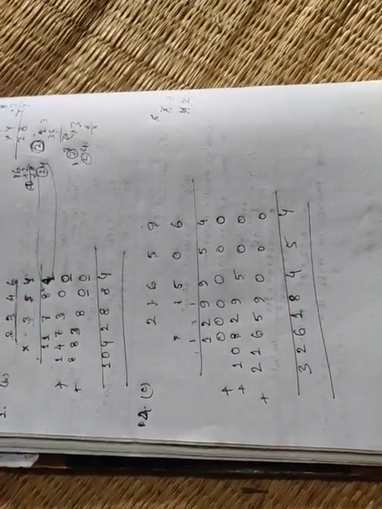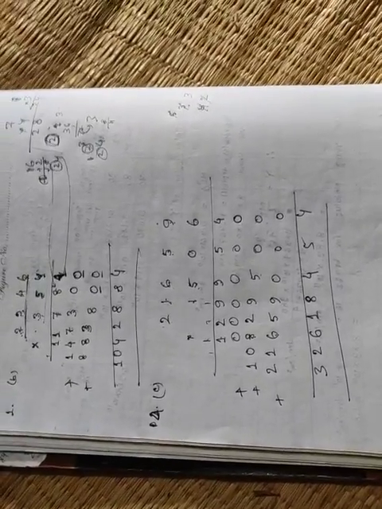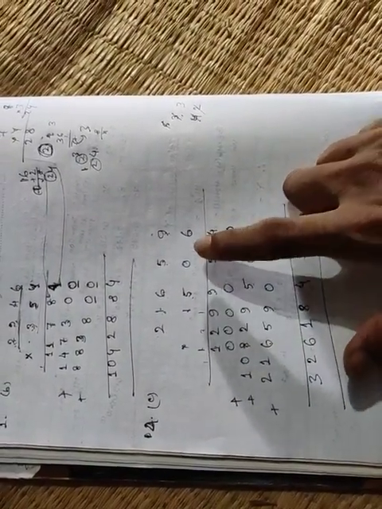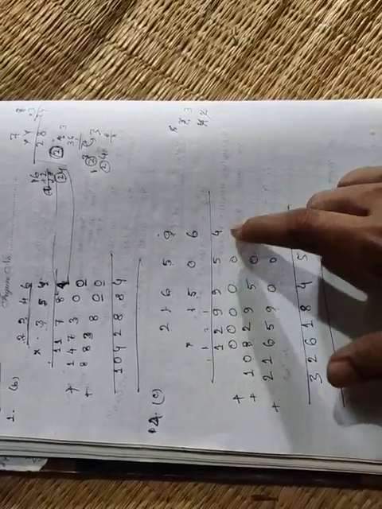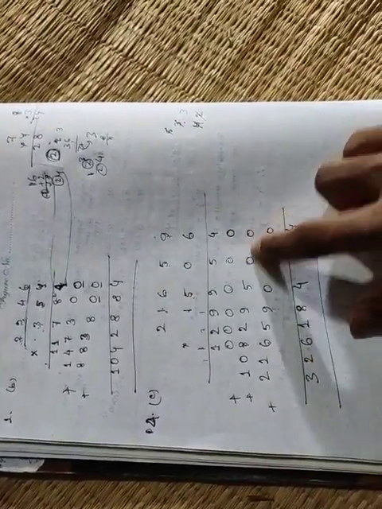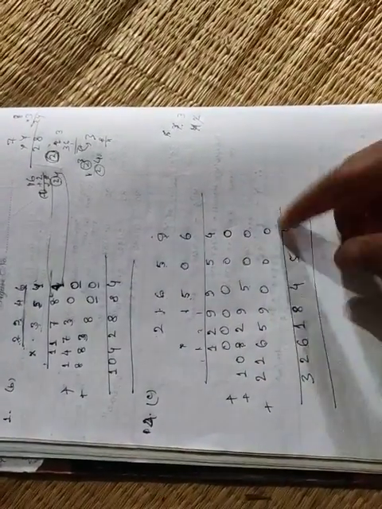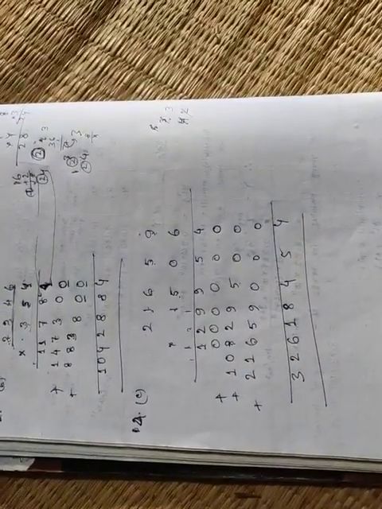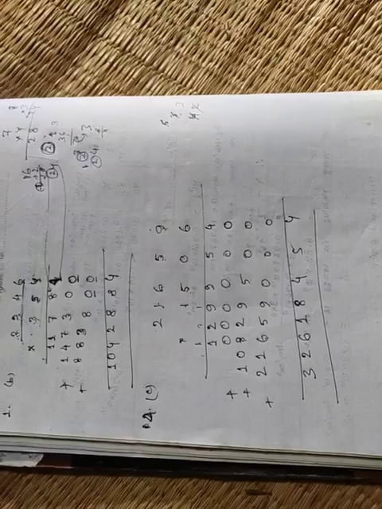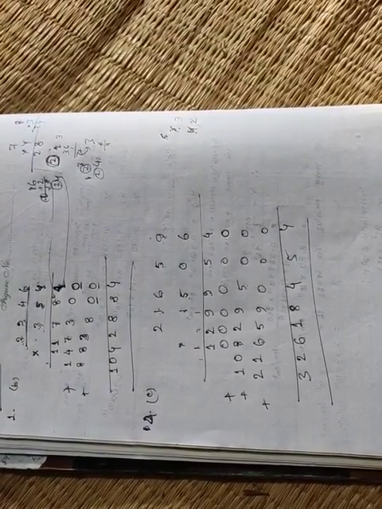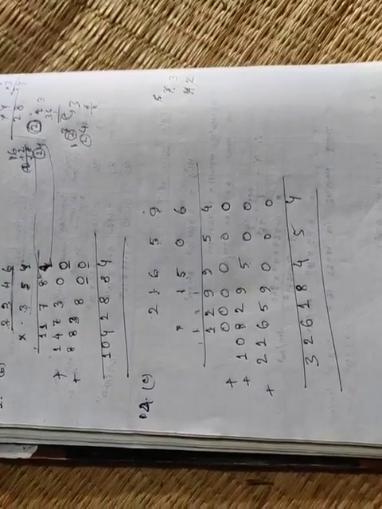Okay. One thing you remember, you have to put the zeros for the next step. For the first step there is none, for the second step you have to put one 0. For the third step you have to put 2 zeros. For the fourth step you have to put 3 zeros. For the fifth step you have to put 4 zeros, and so on. Clear? Okay. So do the rest of the sums yourself. Okay. Thank you.